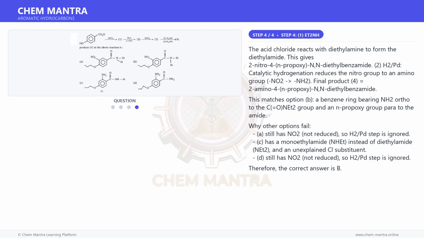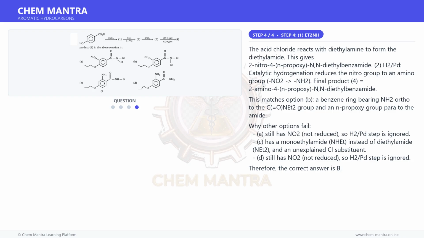This matches option B. A benzene ring bearing NH2 ortho to the C=O NEt2 group and an n-propoxy group para to the amide. Why do the other options fail? A. Still has NO2 not reduced, so the H2/Pd step is ignored.